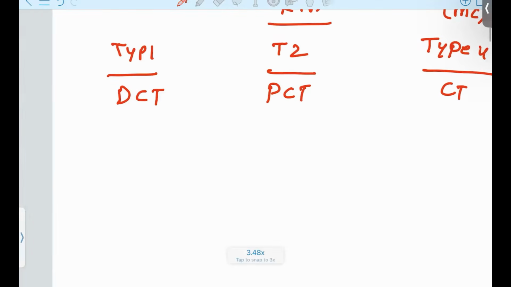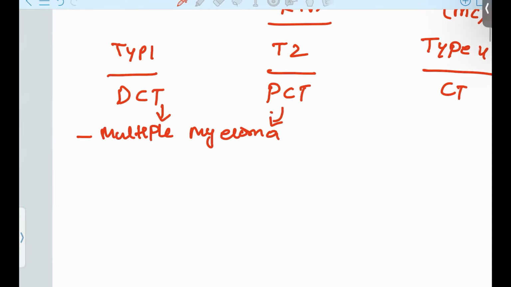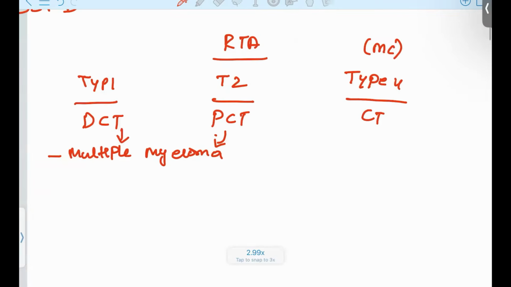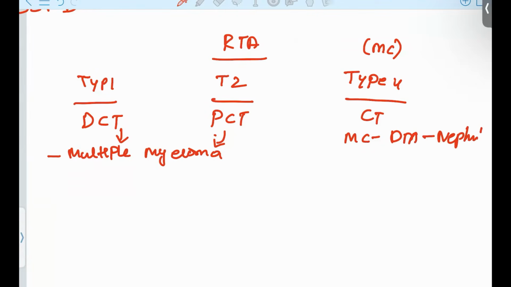And what are the causes of this? Type 1 is due to multiple myeloma. The same as type 2, this is also multiple myeloma. Both are due to multiple myeloma. And this fourth one, the most common cause is diabetic nephropathy, the complications of diabetes mellitus. This is the most common cause.